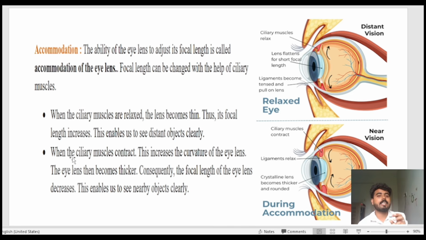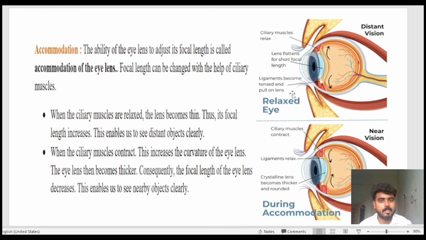The next one. When the ciliary muscles contract, what is the meaning of contract? Compression is called contraction. So there will be an increase in the curvature of the eye lens. Okay, so it becomes thicker. When the eye is relaxed, the lens will be thin. When it is contracted or compressed, it will be thicker. If it is thin, focal length increases. If it is thick, focal length decreases. That's all. This is called accommodation of human eye.